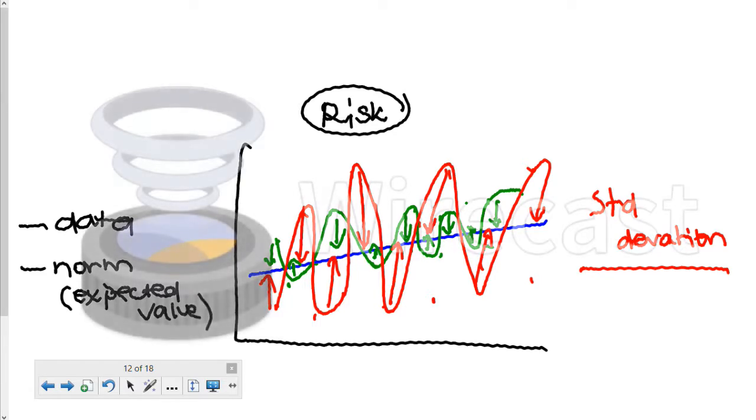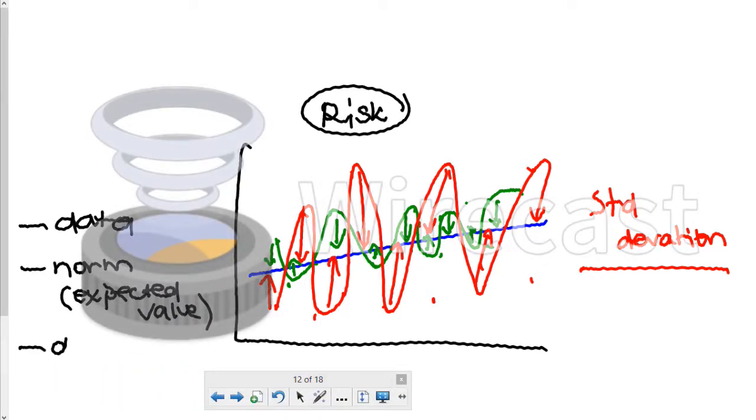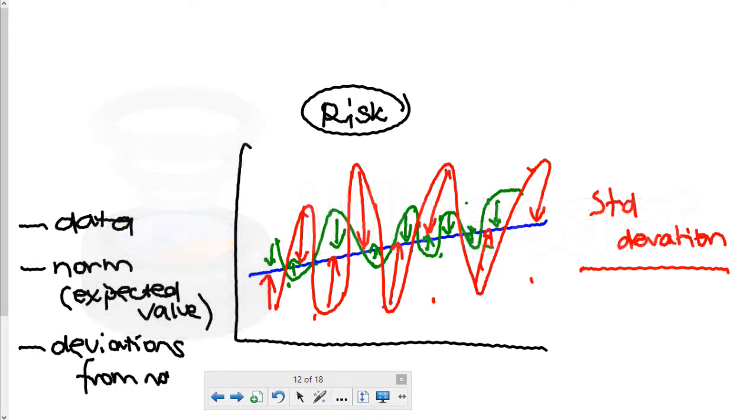And then it looks at the deviations from the norm. When it's working out these deviations from the norm, it squares them so that it removes the pluses and the minuses, because you can see I've got pluses and minuses in my calculation, isn't it? So when you look at the calculation, it squares the deviation to remove the pluses and the minuses.